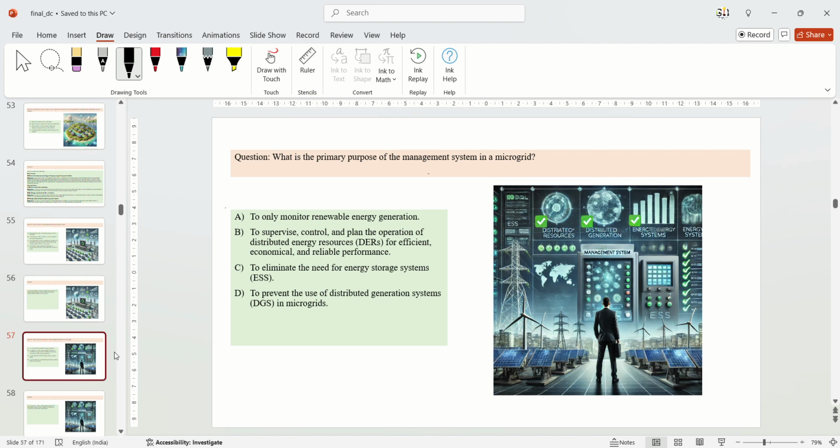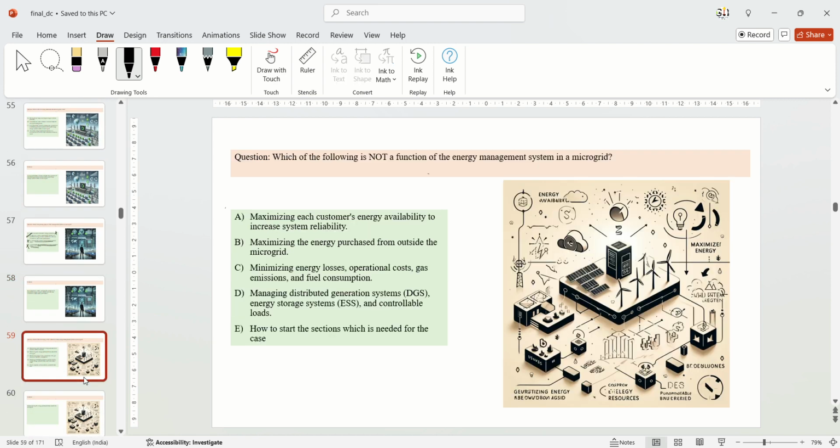Okay, let me give the solution for this question. This question is related to energy management inside this microgrid. If you read out the first statement, it says to only monitor the RE generating sources. No, you have to supervise and control in the plant. That option is correct. To eliminate the need, that is false. To prevent the use of distributed energy in the microgrid, that is false.